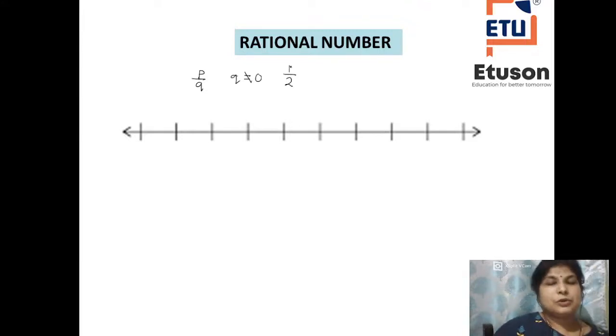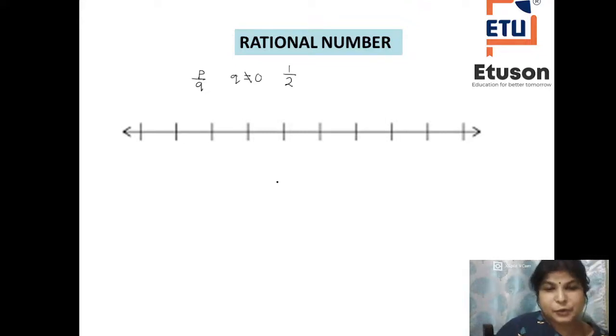Just see the numerator and the denominator in half. In half, your numerator is 1 and your denominator is 2. The numerator indicates how many parts are to be considered, and the denominator indicates how many equal divisions have to be made. So you consider anything and you have to divide it into two parts.